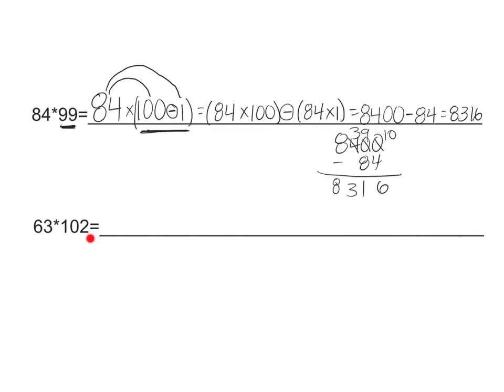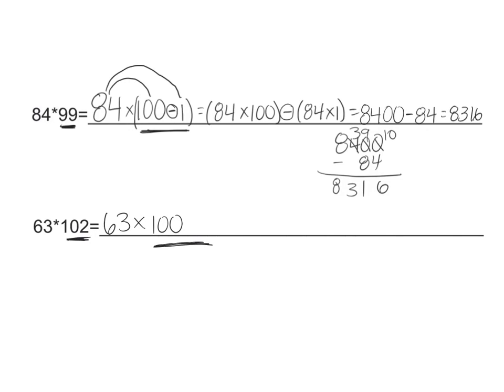Now let's try this problem, 63 times 102. So once again, 102 is not so easy for me to solve. So I'm going to think about it with an easier problem for me. That would be 63 times 100. The problem is, 63 times 102 is not equal to 63 times 100. I need to make sure whatever I multiply by 63 is the same on both sides.